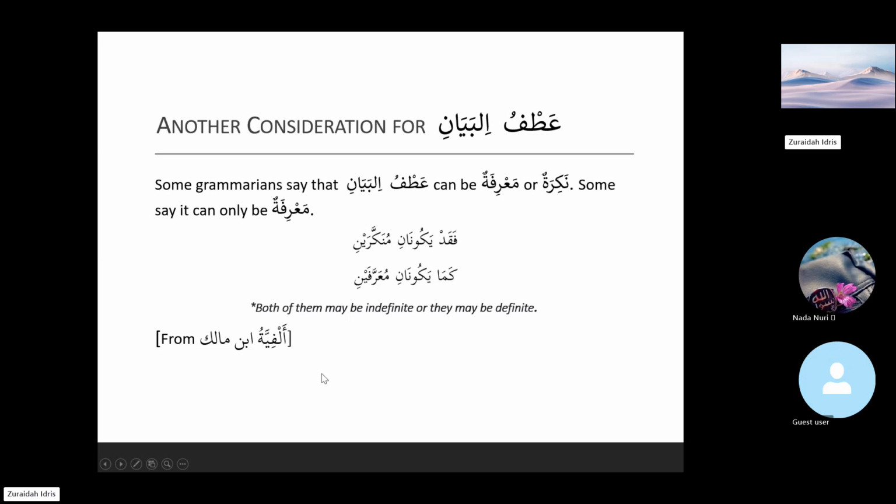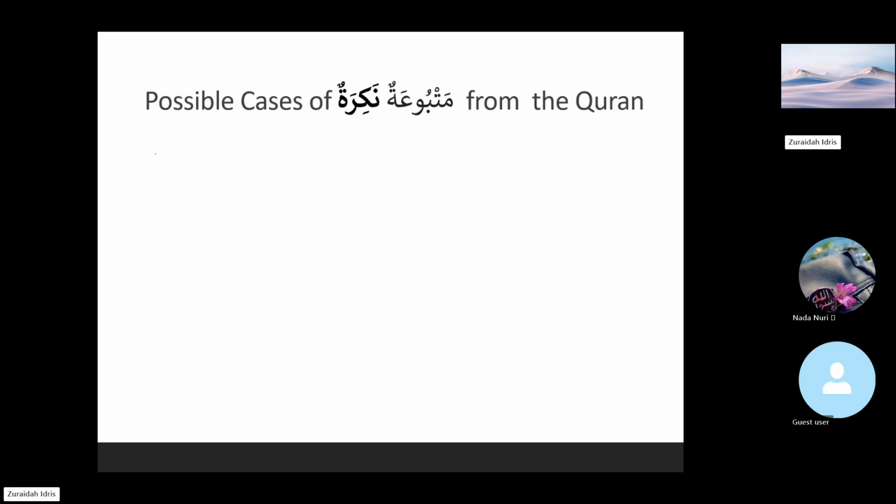So this is the name of the book, and the two lines refer to atful bayan, the first element, or the matbu'ah, the one being followed. Now, possible cases of nakira matbu'ah from the Quran. When I say possible cases, it means that there is an alternative i'rab to the atfu bayan when it is nakira.